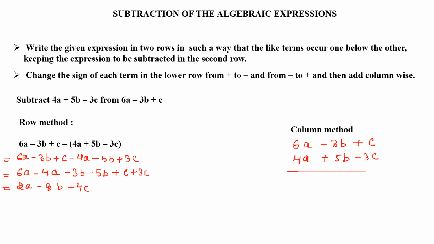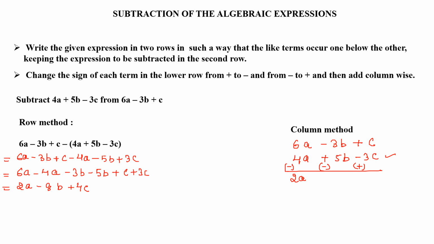Now as per the rule, you have to change the sign of each term in the lower row. Now this is your lower row. So 4a is plus, you have to change it to minus. Plus 5b will change to minus, and minus 3c will change to plus. Now you have to read it as 6a minus 4a. So 6a minus 4a, if you do, you will get 2a.